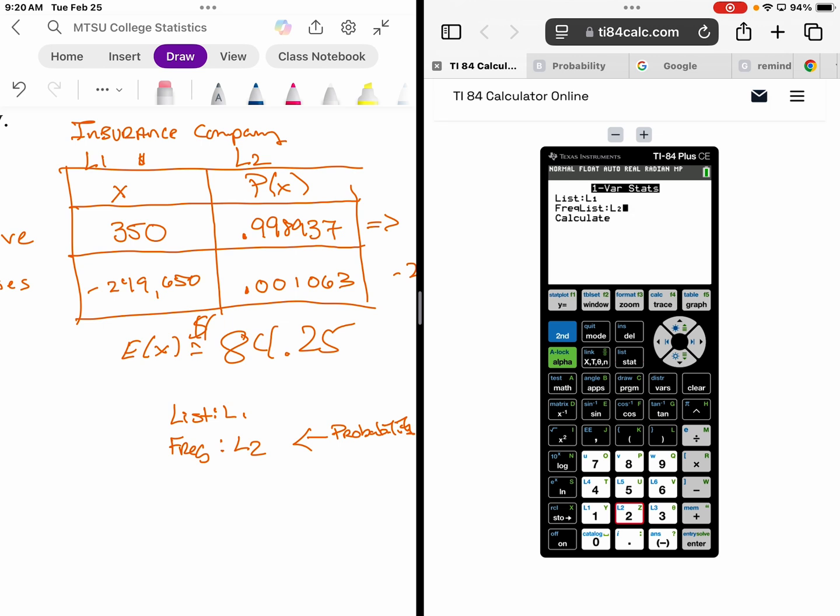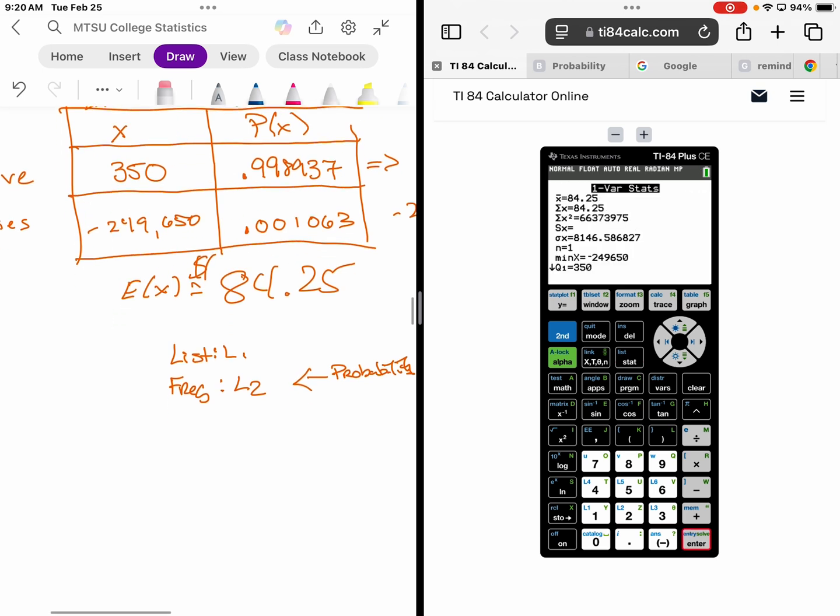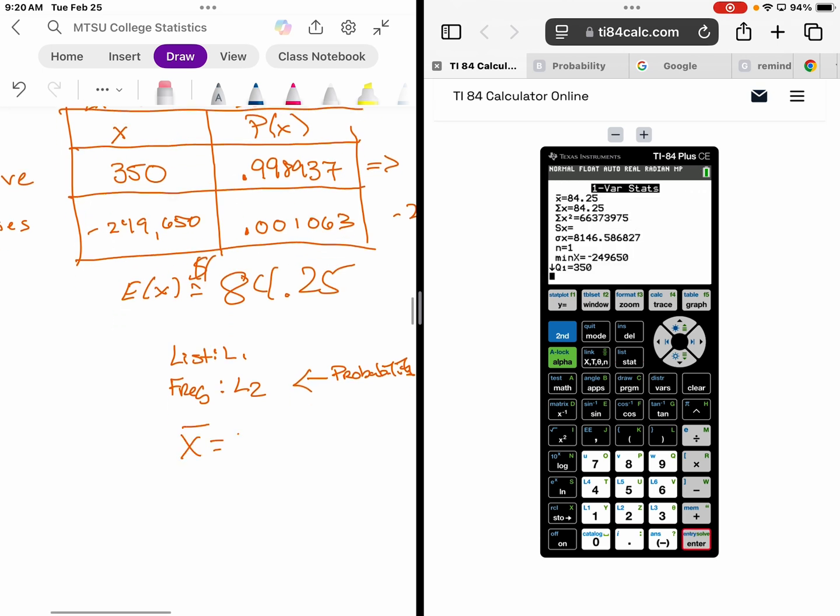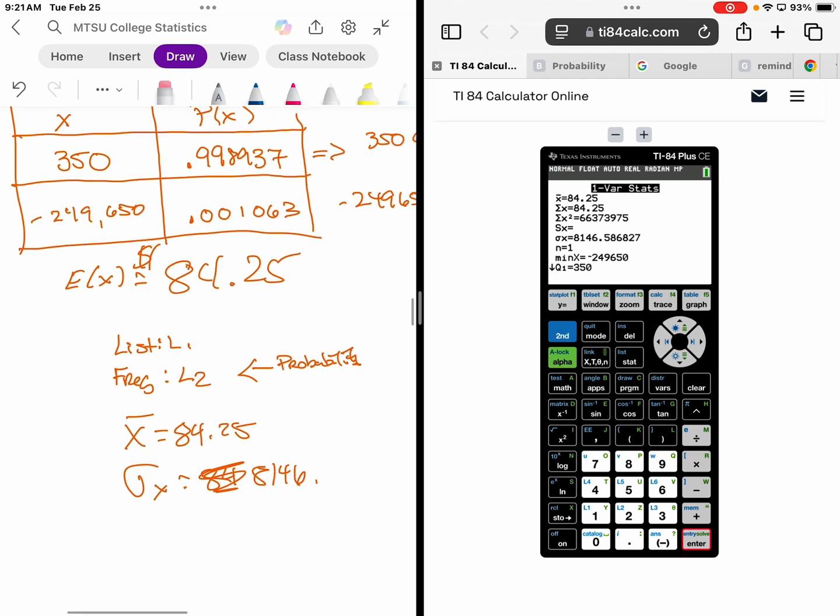Because what it's going to do for us is get the mean, subtract it from each data value, square it, multiply it by what's corresponding in L2 in that row, and then add it up and take the square root for us in a fraction of a second. So as I hit enter and get through this, there is our mean. Notice our mean, our X bar, is 84.25. And then it only gives the standard deviation down below, 8146.5868.